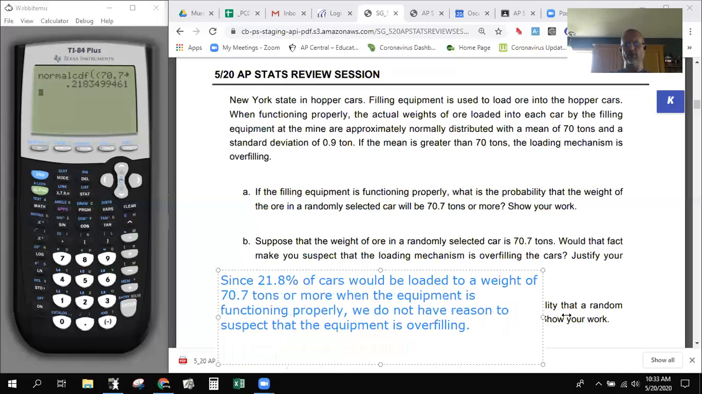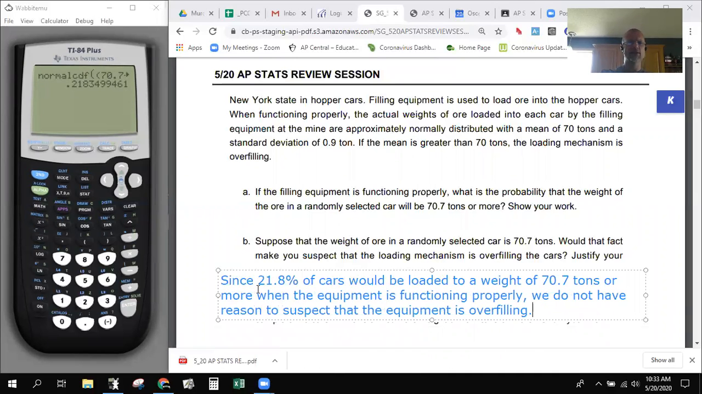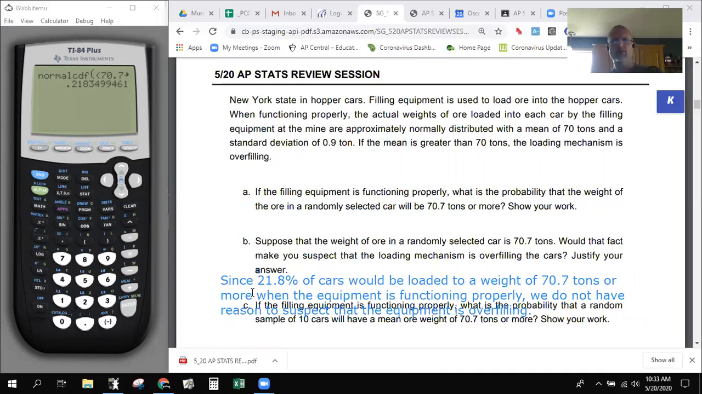So a couple things that were important in that, we have to compare 21% of cars being loaded. So 21% of the cars would be loaded there, 70.7 or more, when the equipment is functioning properly. That's important to put in there, that when the equipment is functioning properly, we do not have reason to suspect that the equipment is overfilling. All right, so let's get rid of that.